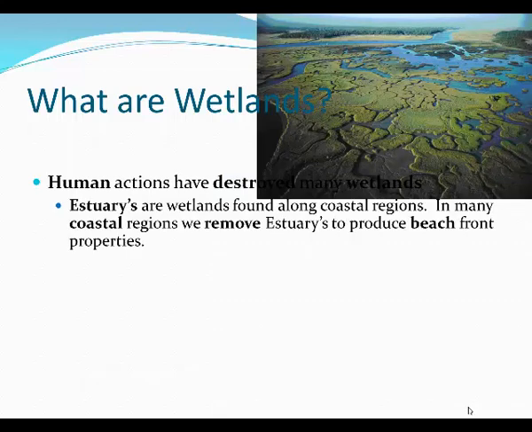Estuaries are wetlands found along coastal regions. In many coastal regions, we remove estuaries to produce beachfront properties. So this picture shows an estuary. Estuaries border freshwater environments and saltwater environments.